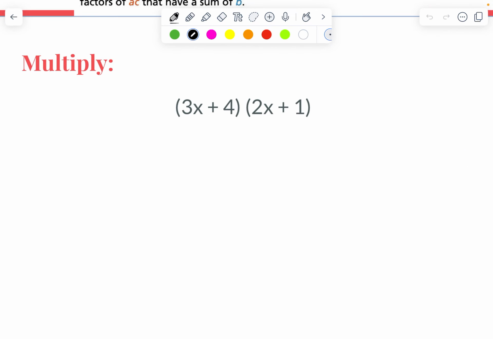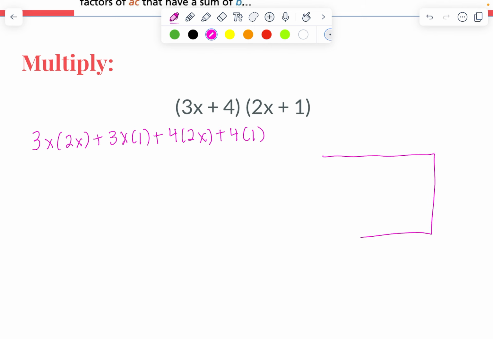Hello friends, today we're going to continue talking about factoring trinomials when the value of a is bigger than 1. Let me remind you, last unit we were doing multiplying polynomials and how we did this, a problem like this. We did it two separate ways, either using the distributive property, so 3x times 2x plus 3x times 1, plus 4 times 2x plus 4 times 1, or we use the box method, or the area model we called it.